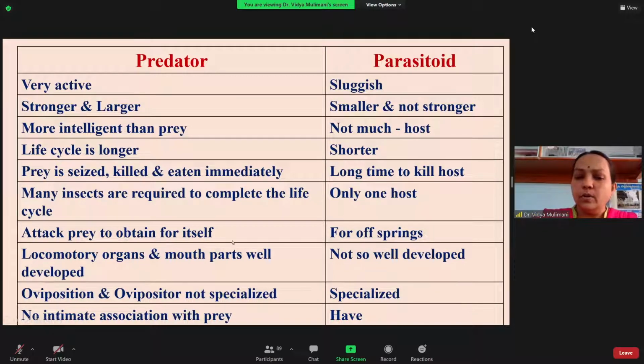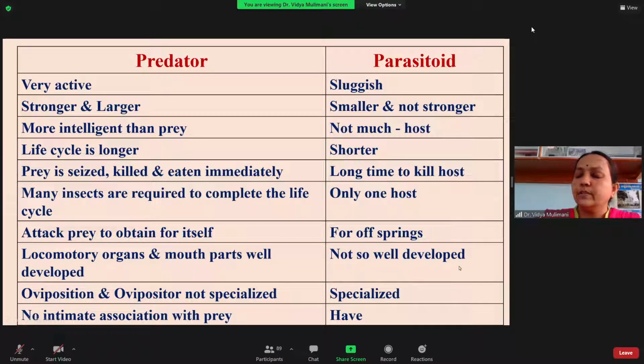The predator attacks a prey only to obtain food for itself, not for the young ones. Because the young ones are doing the same thing, only in the first initial stage the mother may assist, but later they have to catch and feed on their own. But in case of the parasitoid, it is for the offspring. The female will hunt the host and lay the egg, not for her, but for her offsprings.